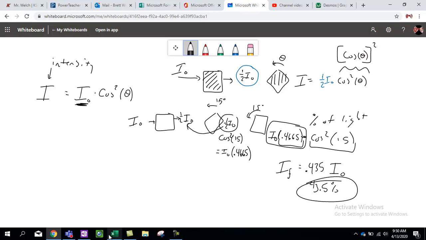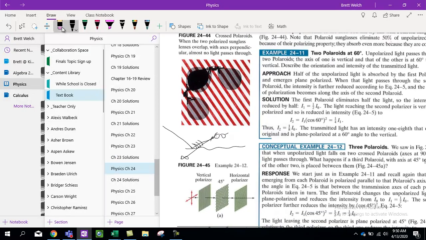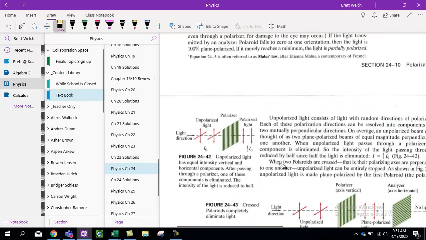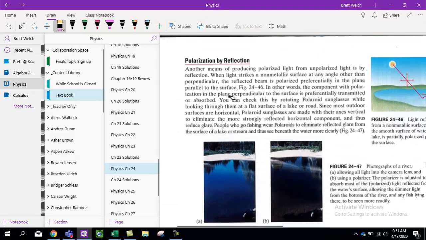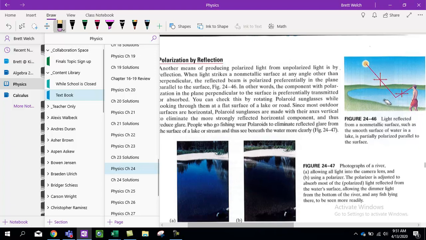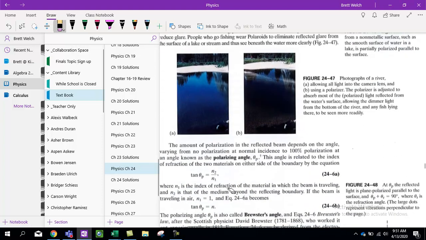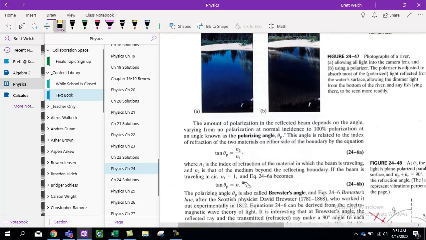The last thing that may or may not come in your homework, we just need to talk about it just in case it does, is the natural polarization of light off of a surface. For instance, when it comes off of the water, it naturally will polarize. And so as the light polarizes off there, there is an angle that's going to naturally happen when it comes off of a smooth surface. It's called Brewster's angle.